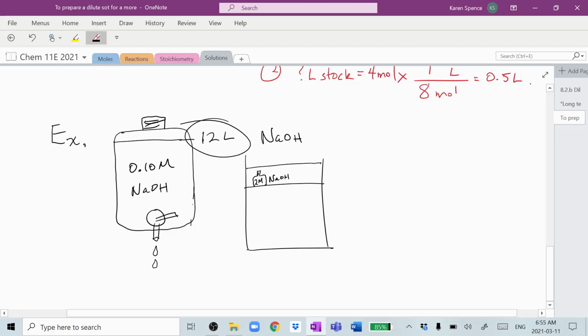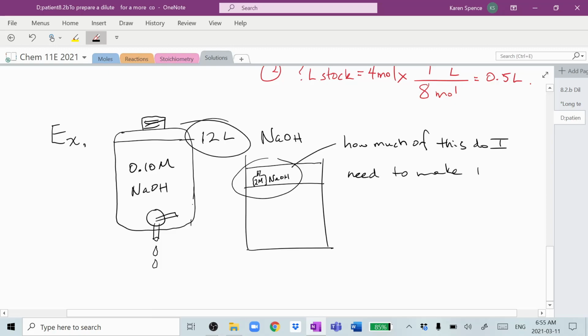But what I had was some 2 molar NaOH. So I needed to figure out how much of this do I need to make 12 liters of the 0.1 molar NaOH.